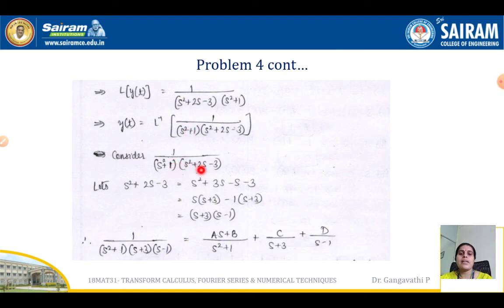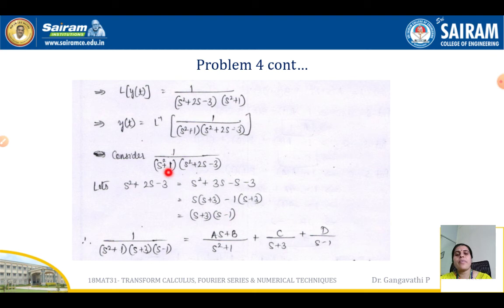So I had considered the equation. Here the first term is s square plus 1, and the second term is s square plus 2s minus 3. So we have to use either the factorization method or the grouping method. So 2s can be written as 3s minus s, and minus 3. This is the term we get.